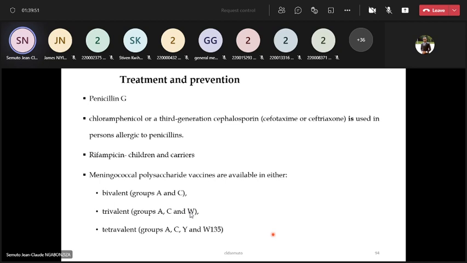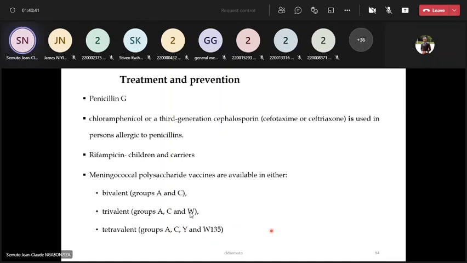As treatment and prevention, you can use penicillin; they are sensitive to penicillin. Chloramphenicol or a third generation cephalosporin like cefotaxime or ceftriaxone can be used in persons with penicillin allergy. You can also use rifampicin for children and carriers to eliminate the pathogen. Meningococcal polysaccharide vaccines are available, either bivalent, preventing two groups only, trivalent, or tetravalent. With this, you have protection from A, C, Y, W135.